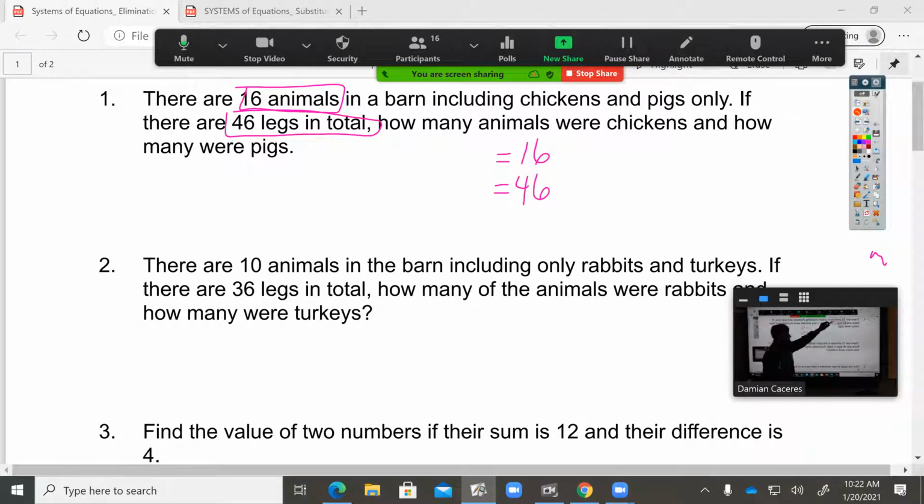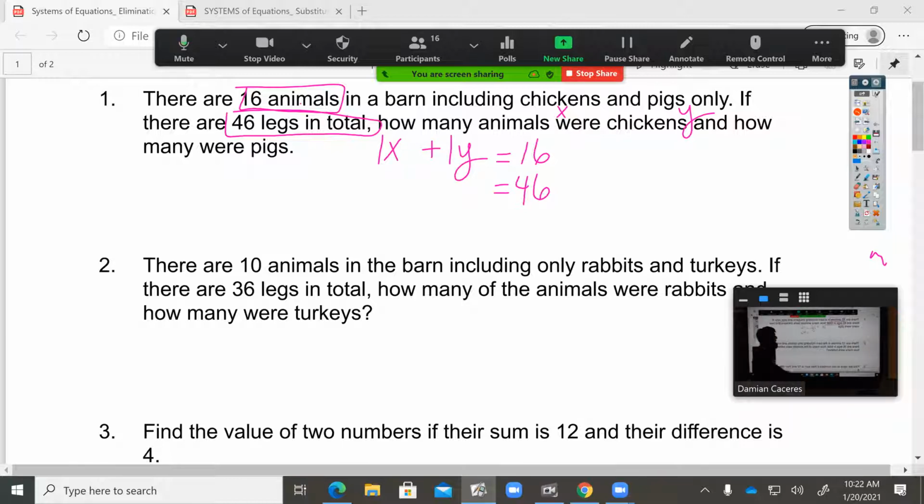So for the total of 16 animals, there's only two types of animals, chickens and pigs. So I'm going to call chickens X, pigs Y. You don't have to use those letters. You can use C and P if you want. It's the same thing. Now, we know that between chickens and pigs, there's 16 total animals. So that's the first equation. 1x plus 1y equals 16.